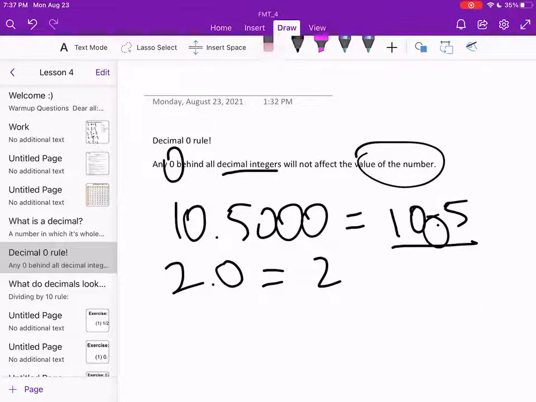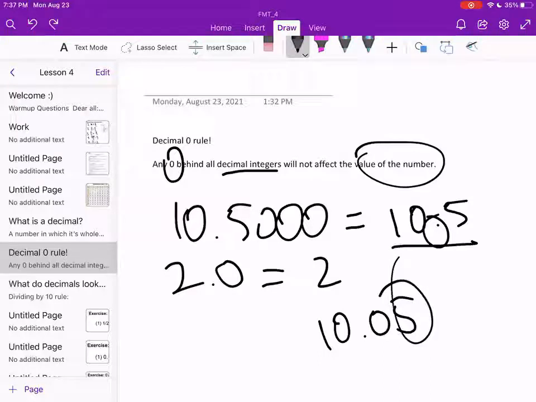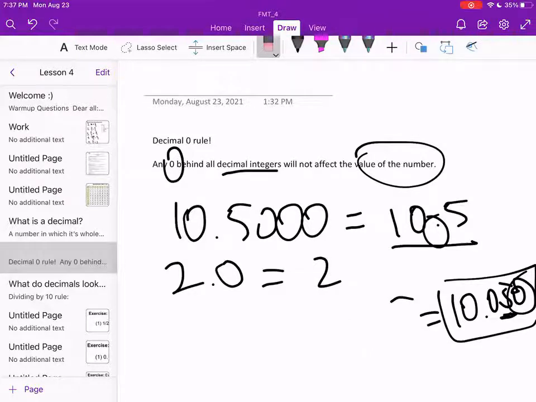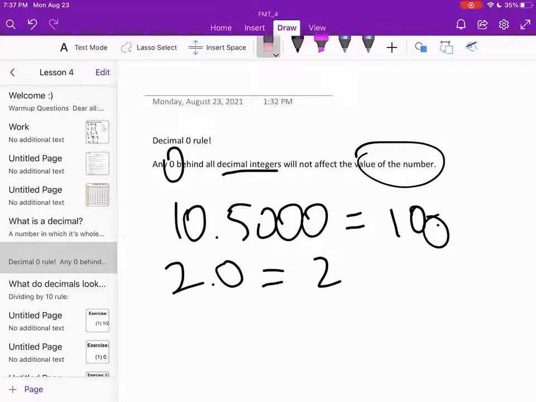Now, if I had a number like 10.05, this zero is included because there's still an integer value after it. But then this is also equal to 10.050. Notice how this 0 is at the end, it's behind the integer value. I'll go through that a little bit more in a little bit if you're still confused about it.